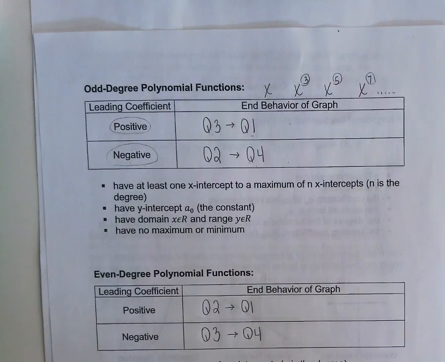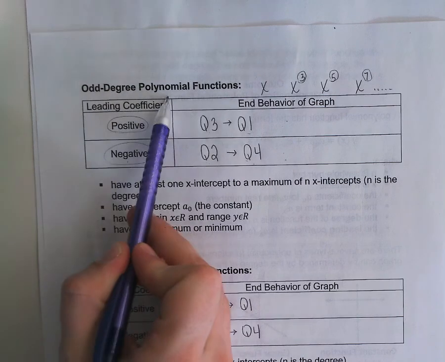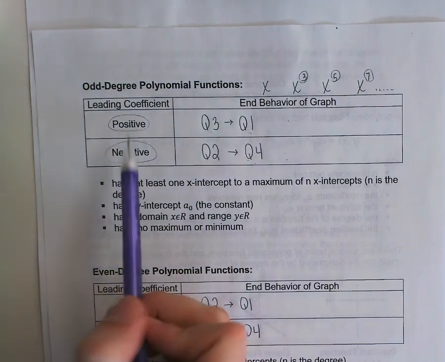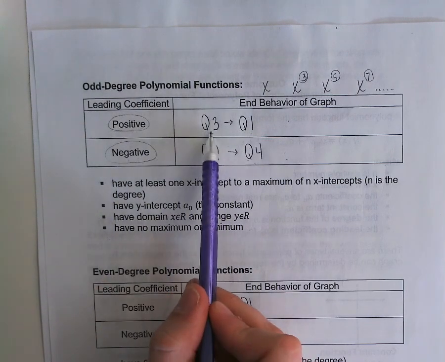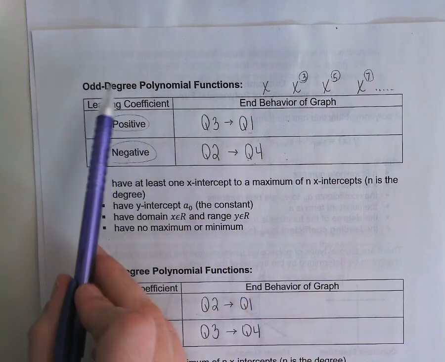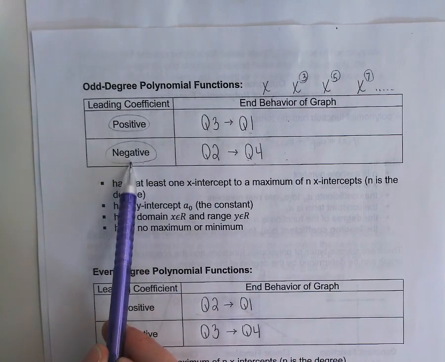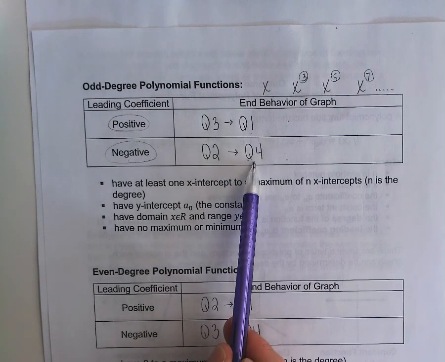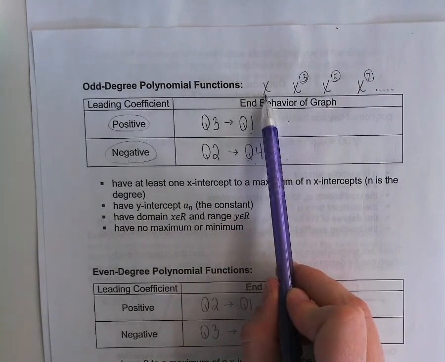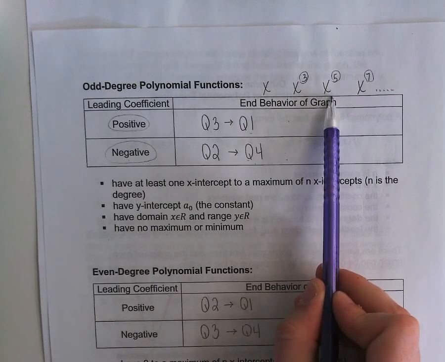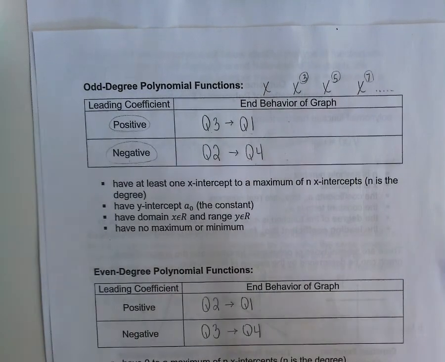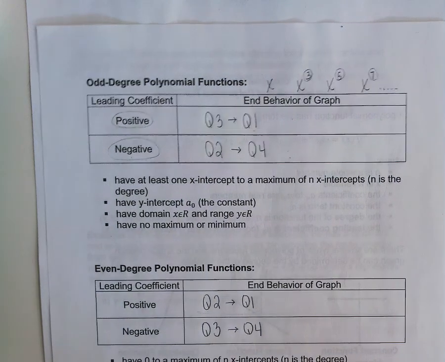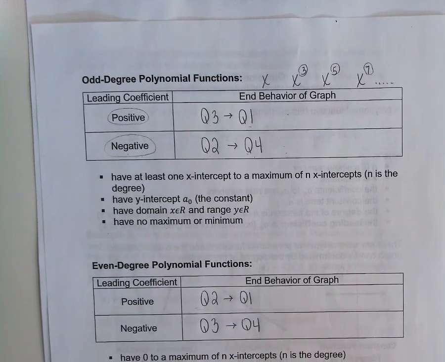So you can see here, odd degree polynomial functions, if they have a positive leading coefficient, we go from quadrant 3 to quadrant 1. If it's an odd degree and a negative leading coefficient, we go from quadrant 2 to quadrant 4. This is true for linear functions, cubic functions, quintic functions, which have a degree of 5, and functions with a degree of 7, 9, 11, etc. Any odd degree function. We can do something similar when we're talking about even degree polynomial functions.